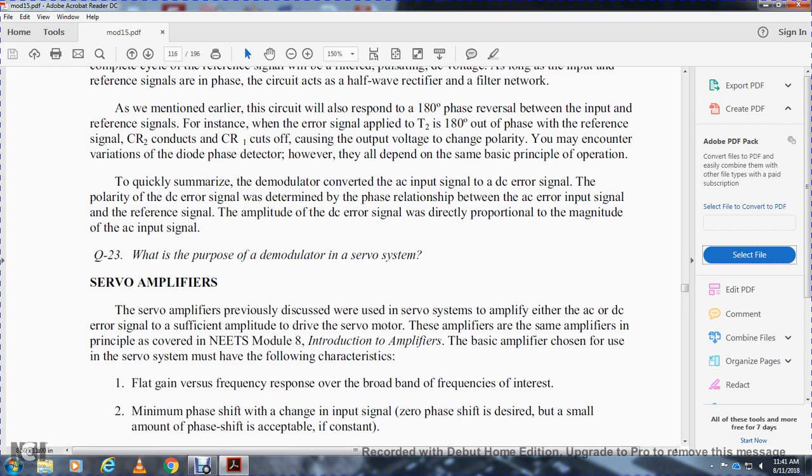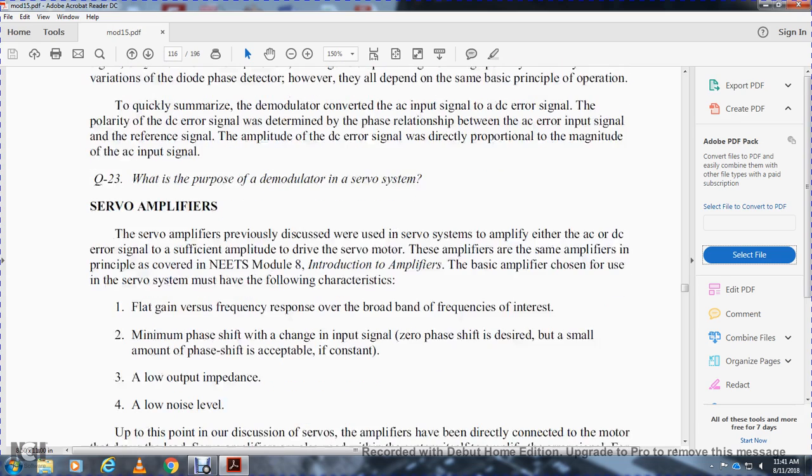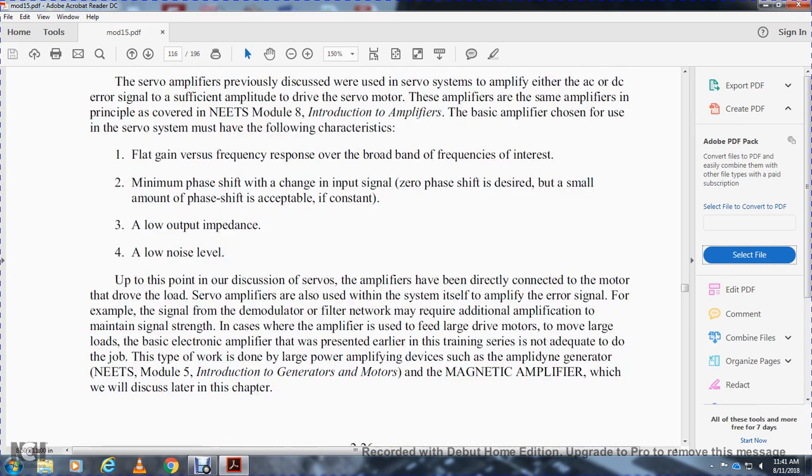The basic amplifier chosen for the servo system must have the following characteristics: flat gain versus frequency response over a broad band of frequencies; minimum phase shift between the input signal and the output signal, though a small amount of phase shift is acceptable if constant; and low output independent of the noise level.